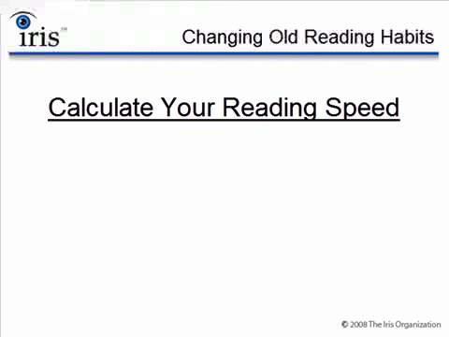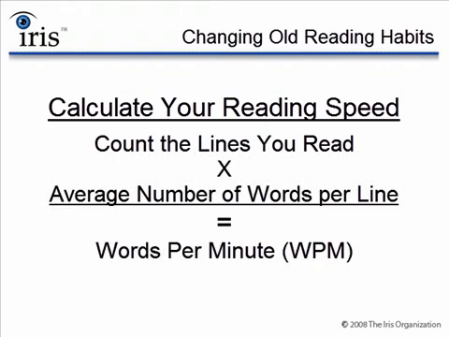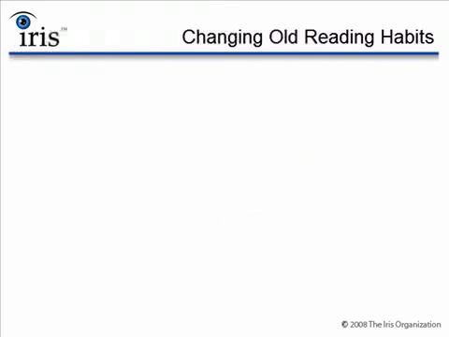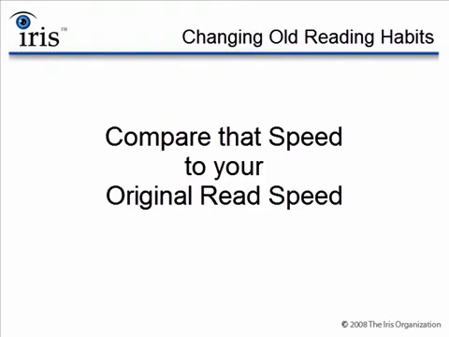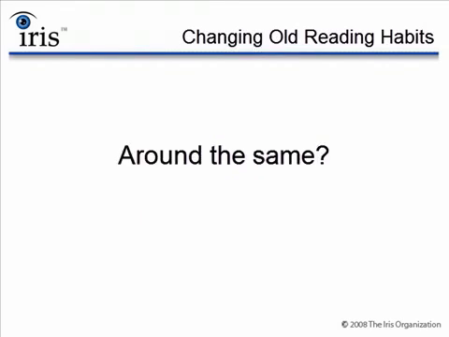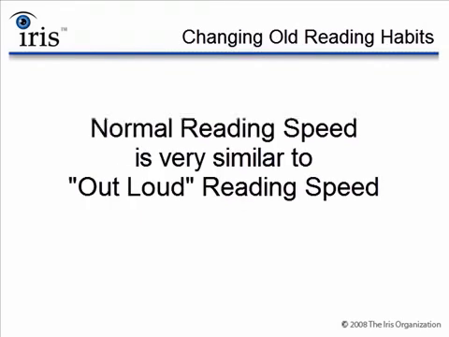Okay, now that you've read for 1 minute out loud, let's calculate how fast you read. You can do that by counting the number of lines that you read and multiplying it by the average number of words per line. Once you have that number, go ahead and compare it to one of your earlier scores, and you'll probably notice that it's around the same range. Most people, when they do this little exercise, they find that their average reading speed when they normally read is about the same as when they read out loud.